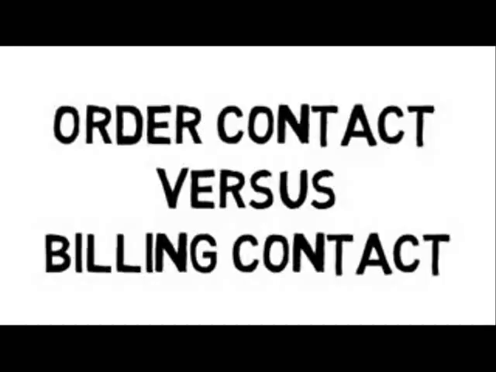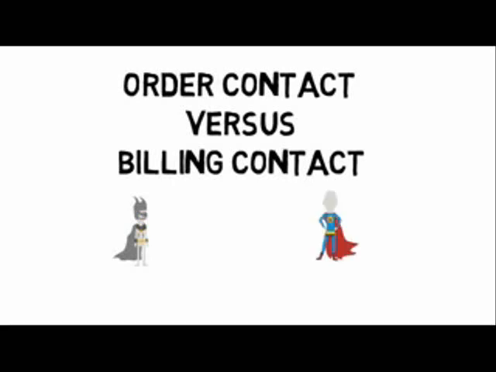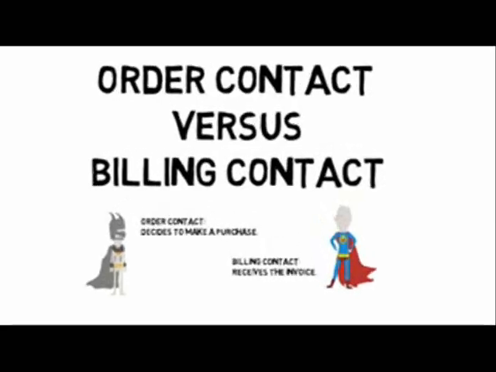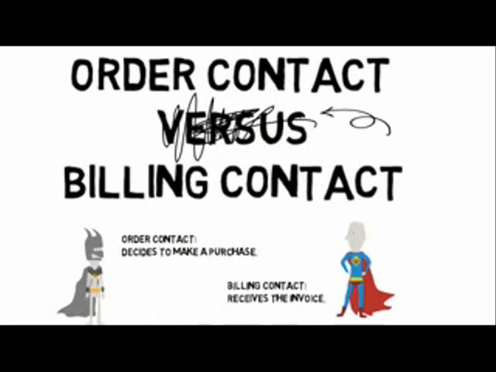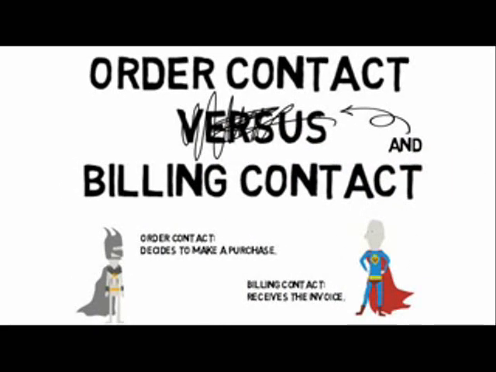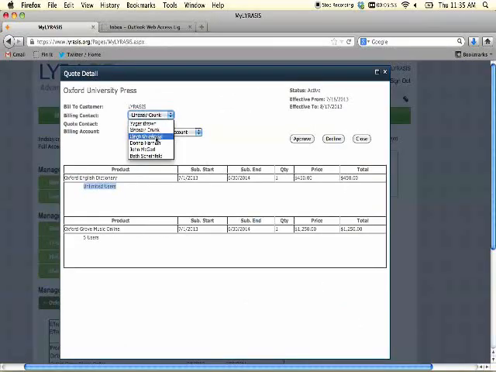This terminology sometimes confuses people, so I wanted to discuss it very briefly. Your order contact versus your billing contact. Your order contact is the person who decides whether or not to renew. Your billing contact is the person who receives the invoice. This may be the same person. Regardless, it's more of an and than a versus. You guys are working together as a super team. And we appreciate your work.